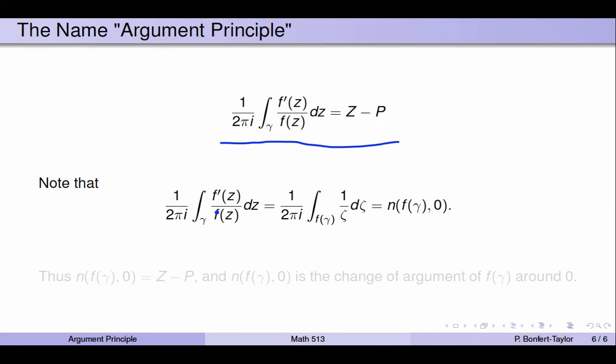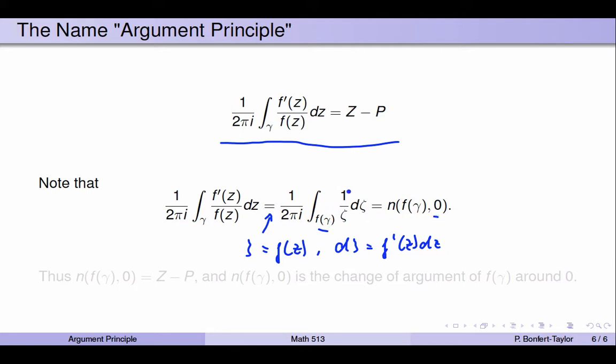Because we have an f prime over f here, we can do a substitution. So we can have zeta equal to f of z, and then d zeta is equal to f prime of z dz. You make this precise, but basically you get the integral of 1 over zeta d zeta, but instead of integrating over gamma, you have to integrate over f of gamma. And so the integral on the left is the same as 1 over 2 pi i times the integral over f of gamma of 1 over zeta d zeta. And what is that? Well, that's the winding number of the curve f of gamma around the origin.